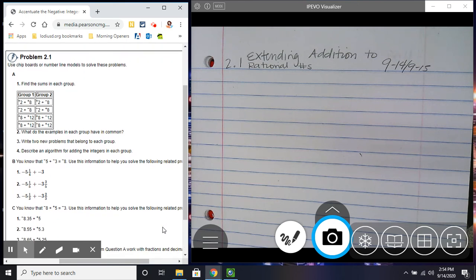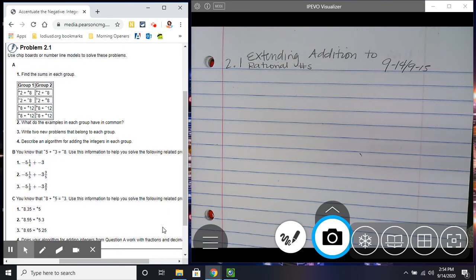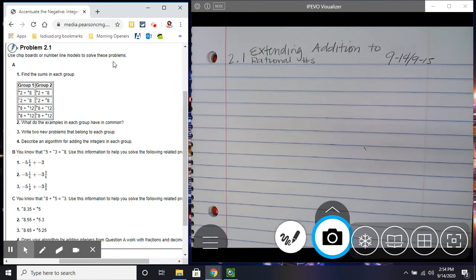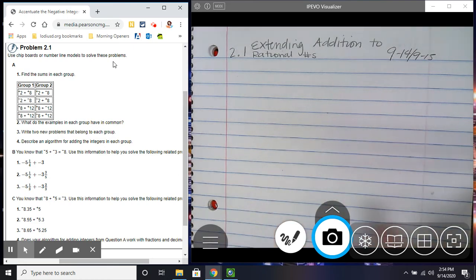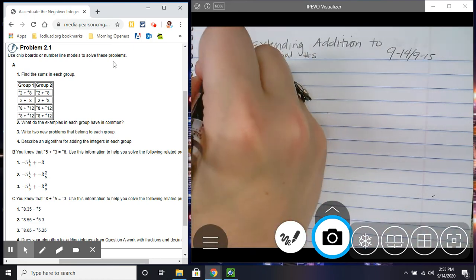So we're going to start with problem A. The instructions say to use chipboards or number line models to solve these problems. That's basically the black and red chips or number line. I'm going to be using number lines because I'm way too lazy to draw a whole bunch of black and red circles. But if you would prefer to do that, then you are more than welcome to do that.